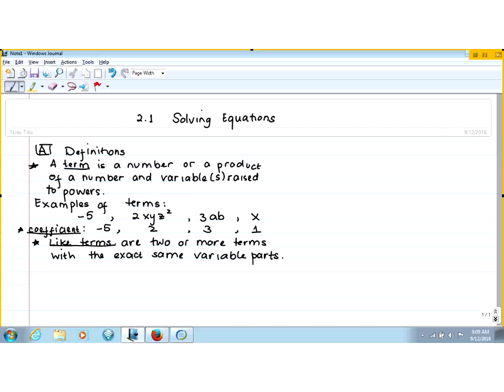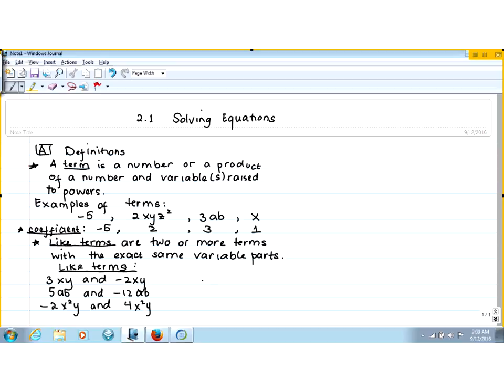Okay, so give me an example of like terms. So like terms, example, what are like terms? 3xy and negative 2xy. Okay? What about 5ab? Give me another example of like terms. Yeah, negative 12ab. What about negative 2x squared y and 4x squared y? All right.